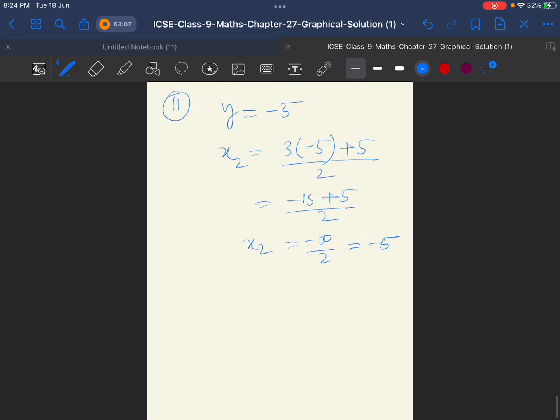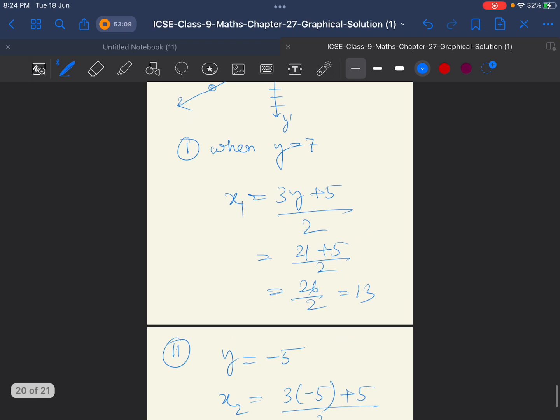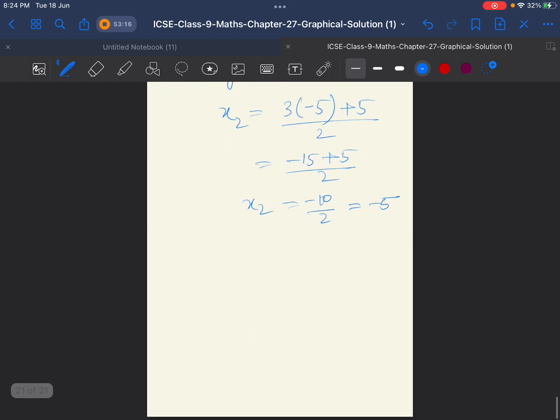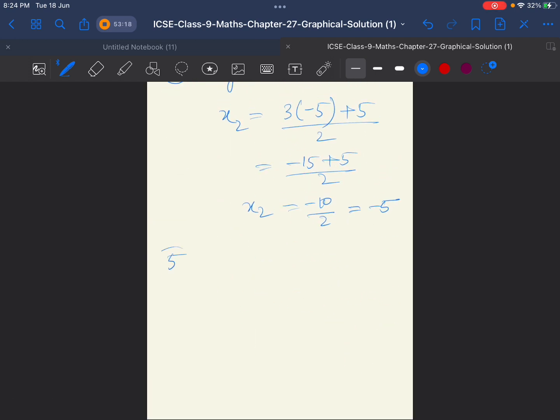Okay, question number 5. This is the x2 point, and this is the value of x1 and this is the value of x2. Okay, question number 5.